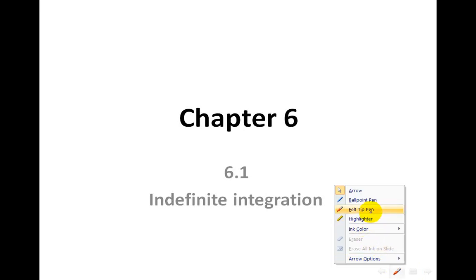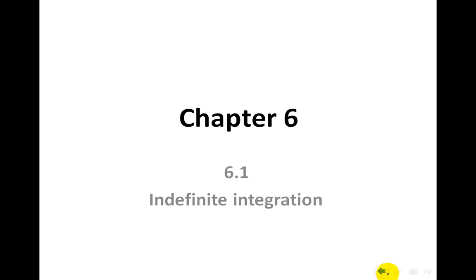Hello, here we start chapter 6. 6.1 is talking about indefinite integration. This will be an introduction to indefinite integration. I'll give you a couple of examples.